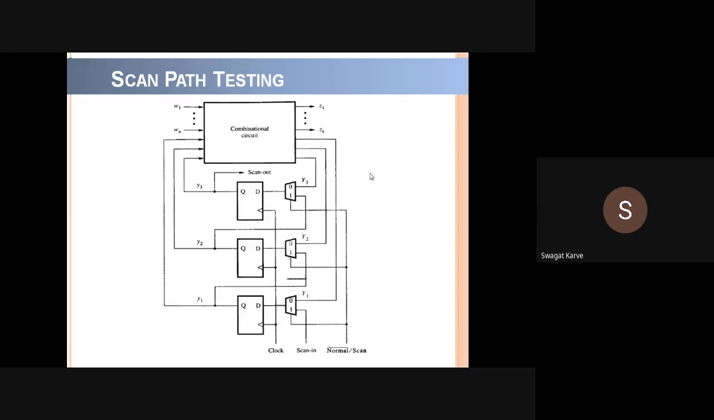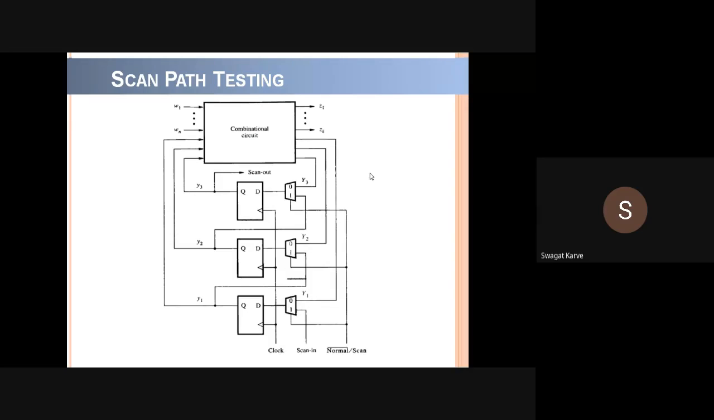What is the next advantage? Observability and controllability problems do not have to be considered during the design phase. Right? That means you need not consider the observability and controllability problems during the design phase. Okay, because when you use this scan path testing, it will also check the observability and controllability of that design. So in the design phase you have to least bother about those particular steps of the design.